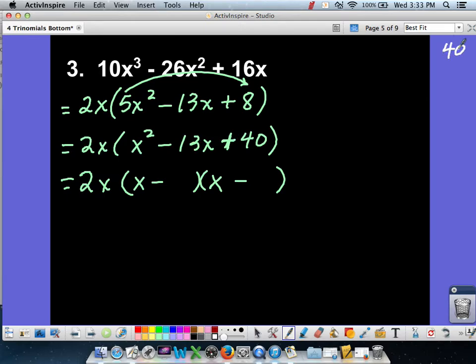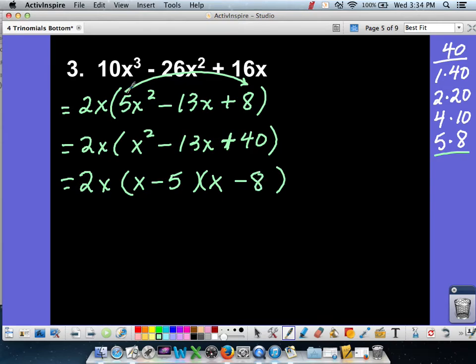So I come over and say, what are factors of 40? 1 times 40, 2 times 20, 4 times 10, 5 times 8, and which of those add and give me 13? It's going to be the 8 and the 5 that add and give me 13. The signs are the same, so it's not going to matter which number goes with which parenthesis.